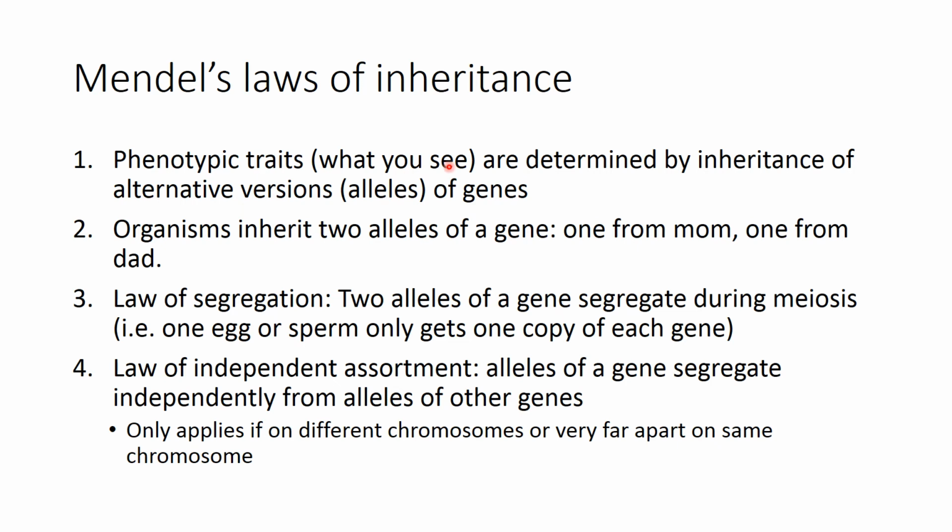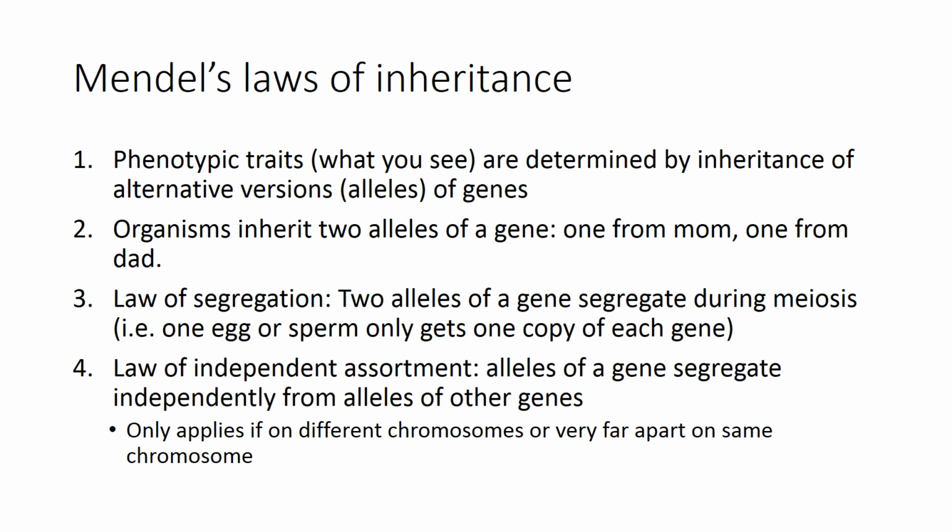Phenotypic traits, so what you see, the physical traits, those are determined by what genes you have, what alleles of what genes. And again, at that point, he called it something different because they didn't know what DNA was, they didn't know what genes were. That terminology came later. But any trait that you have, whether it's your height, your hair color, how you metabolize something, all of that is determined by what genes you have. Number 2, organisms inherit 2 alleles of a gene, right? You got 2 copies of everything, one from your mom, one from your dad. How those interact is going to give you what phenotype you have.